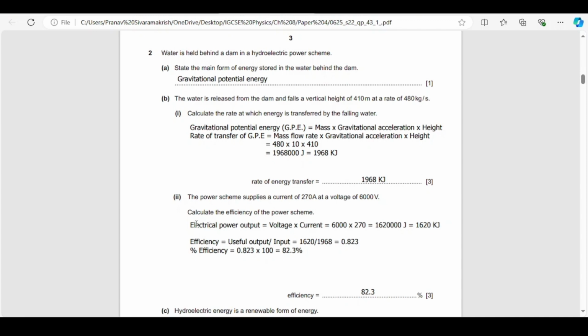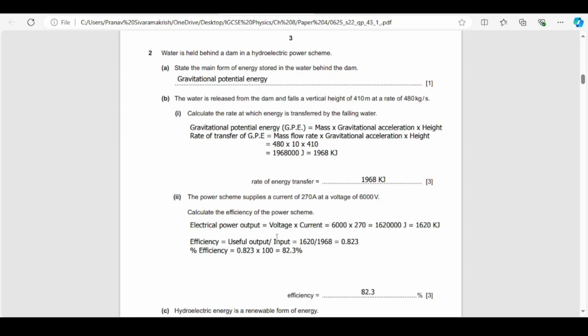Again, for the purposes of this question, you just need to remember that electrical power is voltage multiplied by current. I know we haven't covered this in our videos yet, but I will be creating a video on the concepts around electricity very soon. But for the time being, just this formula will suffice. So we have a value of 1620 kilojoules.